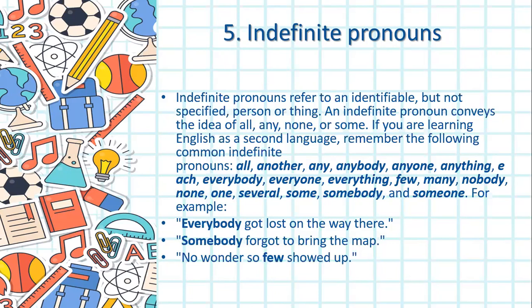And somebody and someone also talk about something we don't know. For example, everybody got lost on the way there. So each person got lost, yes? Somebody forgot to bring the map. Someone, we don't know who. No wonder so few showed up. Few, this is also, we don't know the number, just few. Maybe two, maybe five, yes?